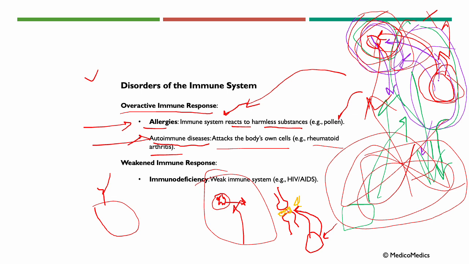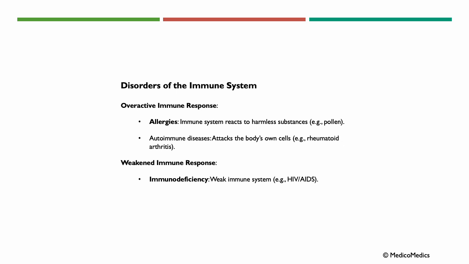Now, autoimmune diseases are many, and we cover them in immunology and in other lecture series. But this is another prime example of how our immune system is dysfunctional. We can also have the opposite. So we talked about overactive immune response. We can have a weakened immune response. We call it immunodeficiency, like having HIV.